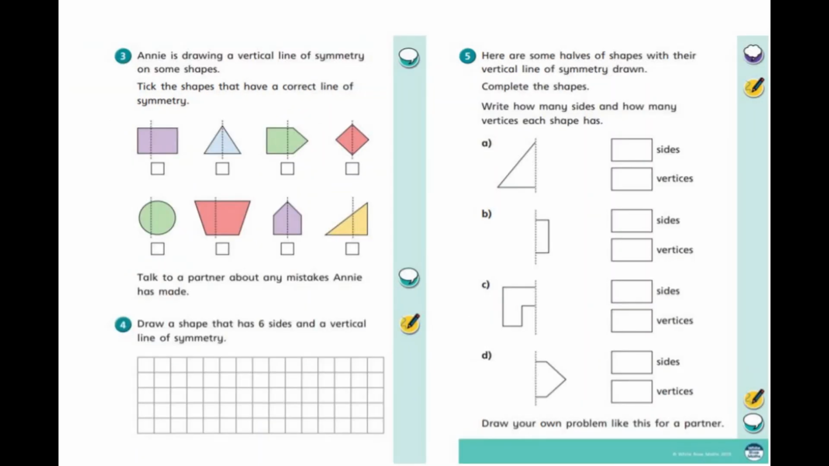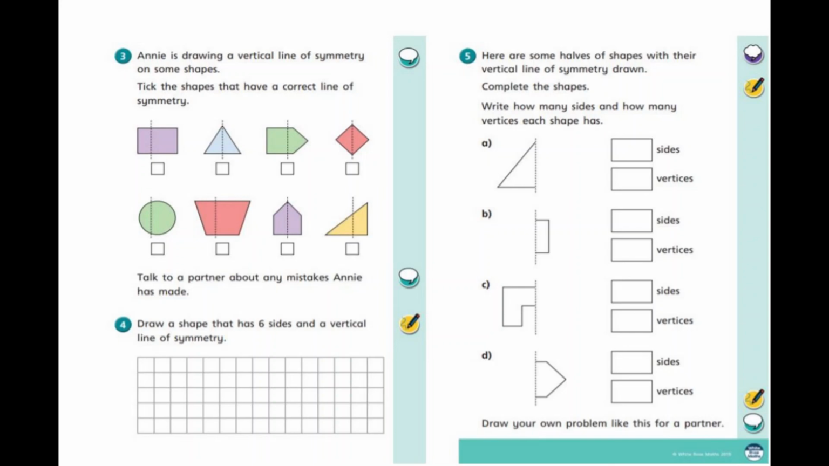This is our silver sheet today. It says Annie is drawing a vertical line of symmetry on some shapes. Tick the shapes that have the correct line of symmetry. So do that there and talk to anyone at home if you need some help as well, linking to your warm-up we did together as well. Number 4, you're drawing a shape that has 6 sides and a vertical line of symmetry. So thinking very carefully what shape has 6 sides, think very carefully about the X we did last week.